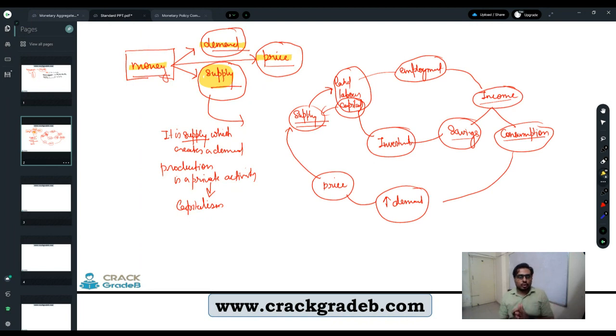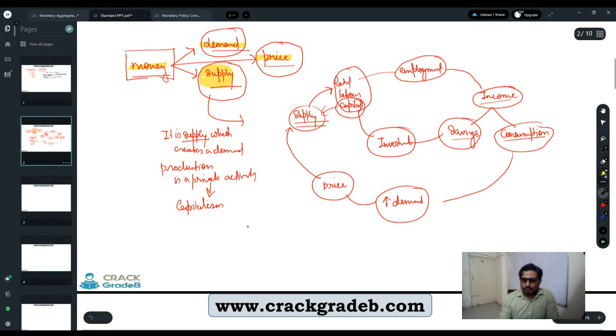So if supply is uninterrupted, then there will be economic growth, then there will be high employment, then there will be high consumption and high savings. So it is the primary responsibility of government to focus on supply. Then people ask how government can focus. How can government focus on this thing?